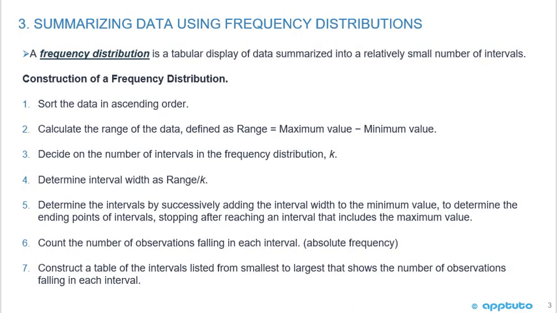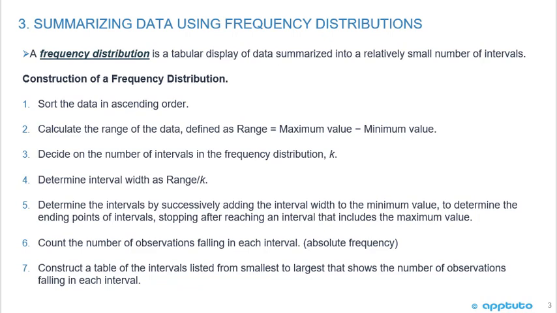Now we're going to look at a frequency distribution, which is a tabular display of data summarized into a relatively small number of intervals. Here are the steps in the construction of a frequency distribution. 1, sort the data in ascending order. 2, calculate the range of the data, defined as the maximum value minus the minimum value. 3, decide on the number of intervals in the frequency distribution, which is k. 4, determine the interval width as the range divided by k.